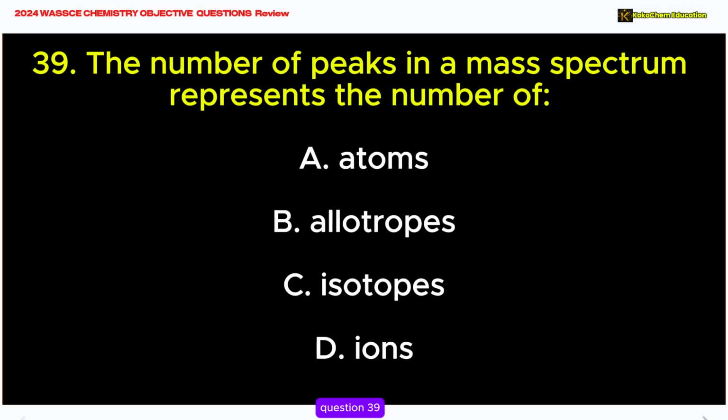Question 39. The number of peaks in a mass spectrum represents the number of A. Atoms, B. Allotropes, C. Isotopes, D. Ions. The correct answer is C. Isotopes. In a mass spectrum, the number of peaks shows how many isotopes are present.